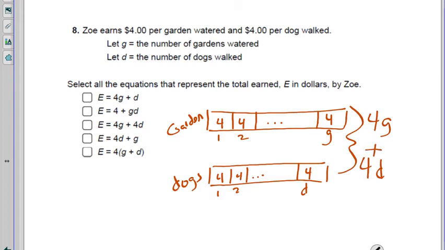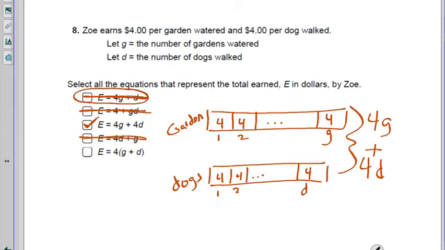If we look at our choices, this one right away is exactly that. Now I can use the distributive property on this to find out another one. So let's look at some of the other ones though. This is 4G plus only 1D. Well, we need 4D, so that's definitely no good. And this is 4 plus the number of dogs times the number of gardens. That makes no sense. Again, 4 times dogs plus the gardens. That doesn't work. Let's look at this next one.